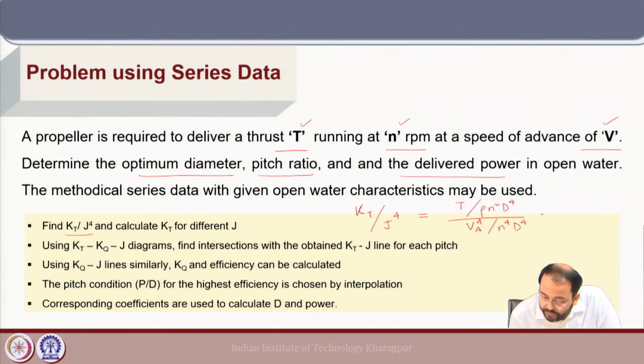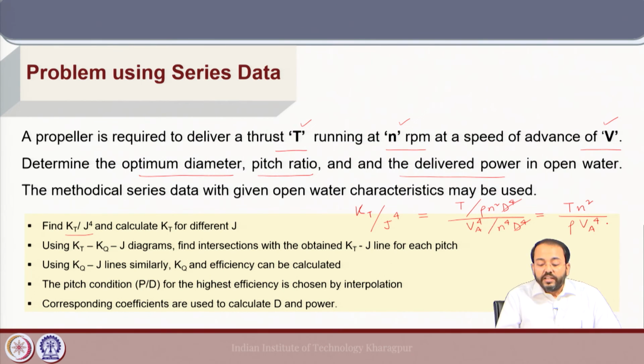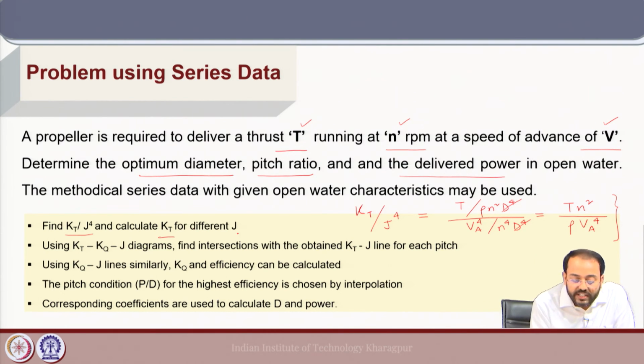So, this gives T n square by rho V_A to the power 4. So, from the given data we can calculate this expression, because the thrust, the rotational speed and the velocity of advance is given. So, if we do that, we can use this to calculate kT for different J values.